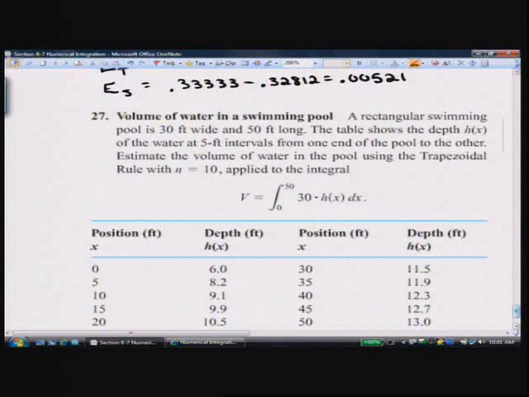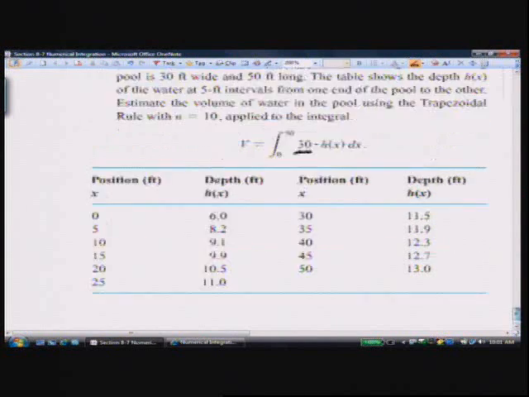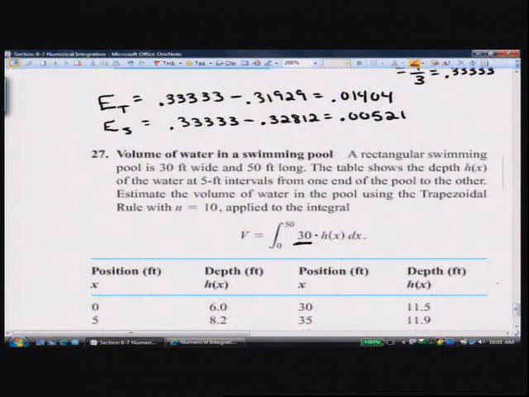Notice on this integral, when I first did it, I just used the trapezoids on these heights, and I forgot to notice that it's multiplied by 30. So your final answer is going to be multiplied by 30 because that's the width, or because it's 30 feet wide.